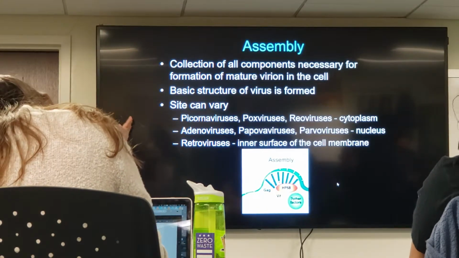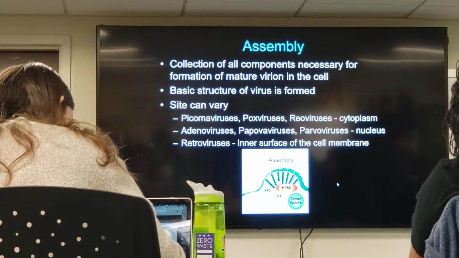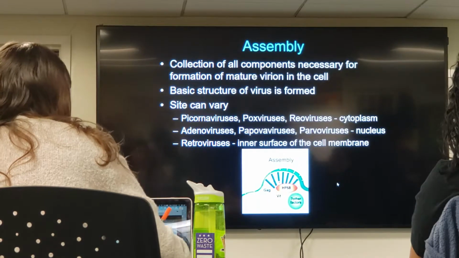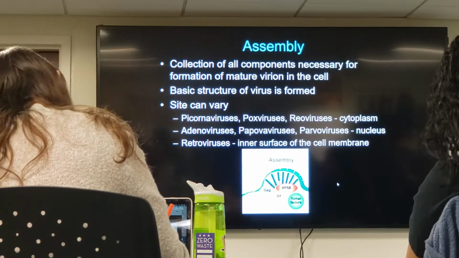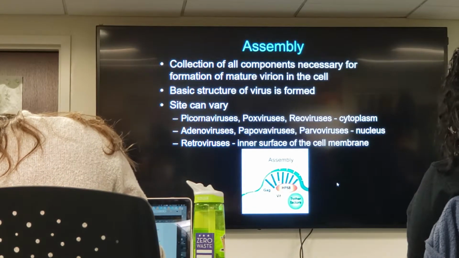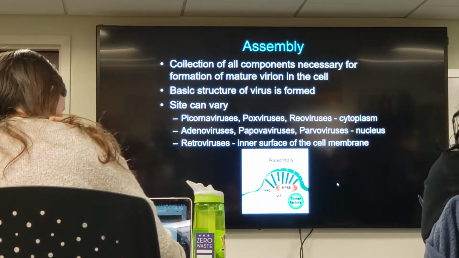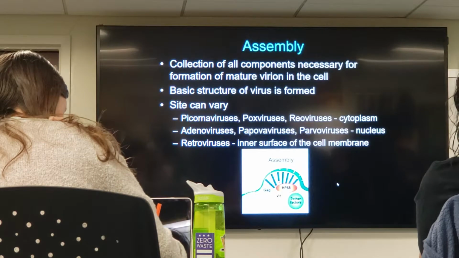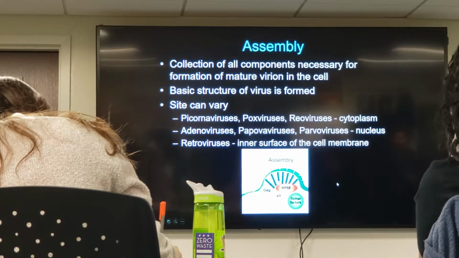So this is where we form the basic structure of that virus, and again, different viruses do this in different places of the cell. So viruses that fall into the coronavirus, poxvirus, or reovirus families have their collection points in the cytoplasm. Adenovirus, parvovirus have their collection points in the nucleus because they're DNA viruses. And retroviruses do it just under the inner surface of the membrane because they're going to bud out of that membrane. Some viruses use what we call inclusion bodies. These are little membrane-bound pockets inside the cell where they store all of their components until it is time to start assembling them.